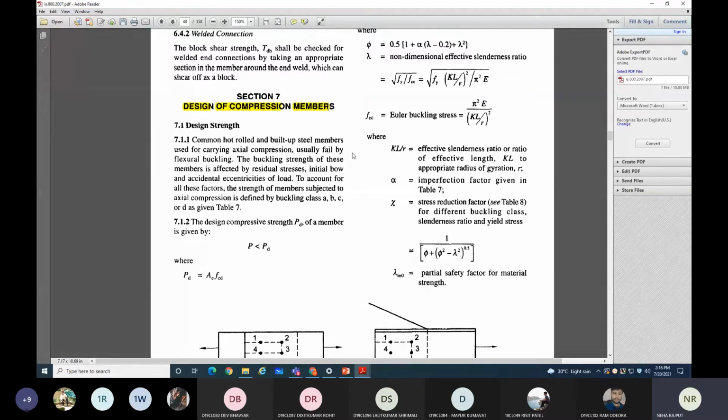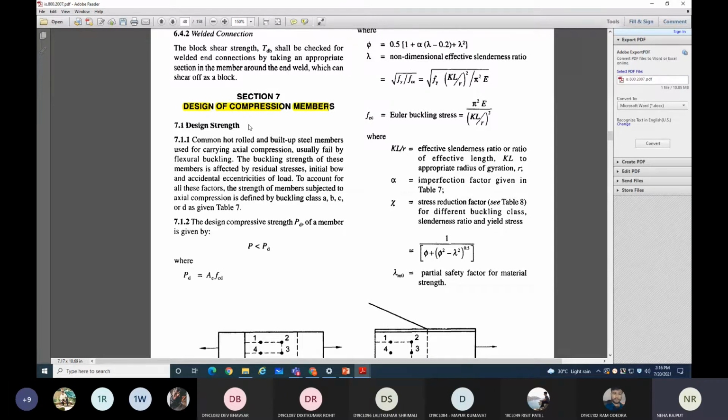As I told in the last session also, you must have a hard copy or soft copy of the code. So whenever I'm giving you the clause number or page number, at that time you also need to see it in your hard copy or soft copy. Right. So this section number 7 contains the design criteria for the steel column member. Now, you know that a column member is a vertically aligned member which will take the axial load, which may take axial and bending load both.